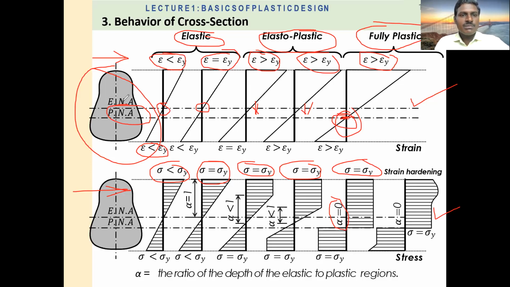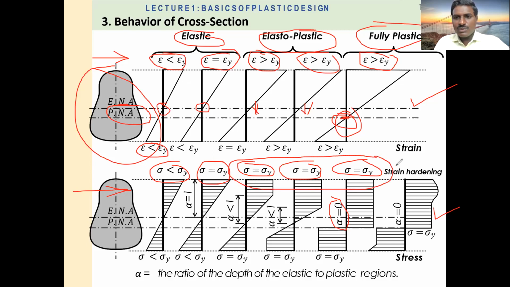Elastic behavior of cross section means strain is less or constant up to the yield point and stress increases. After the yield point, stress decreases. It means stress is constant.